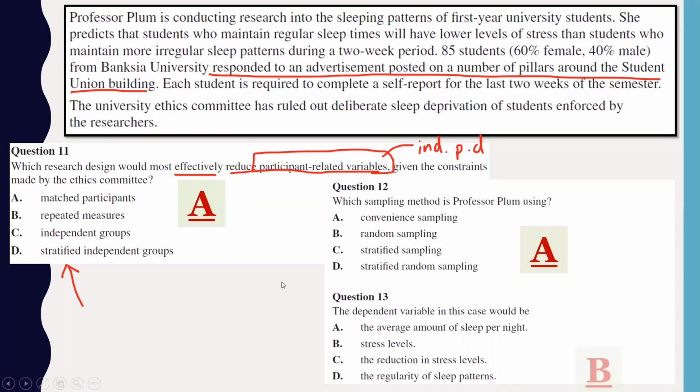So the first one is A and the second one is B. All right, so which sampling methods are underlined: responded to an ad posted on a number of pillars? We talked about this idea that whenever we're posting an ad, whether it's in a newspaper, on a billboard or whatever it is, when people are responding to that ad, those people are not really selectively chosen by the researcher, but more so they are volunteers. And so the participants in Professor Plum's research here are also volunteers. Okay, and that indicates that convenience sampling was used.